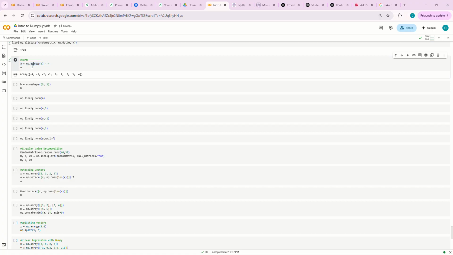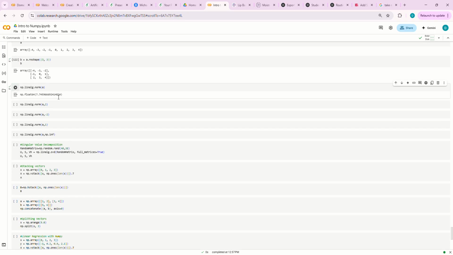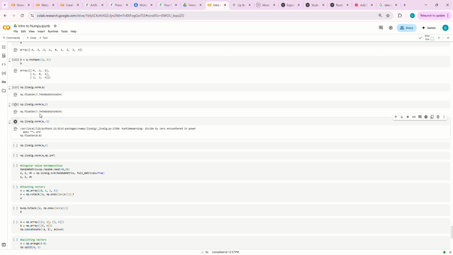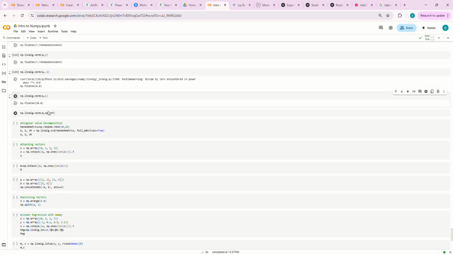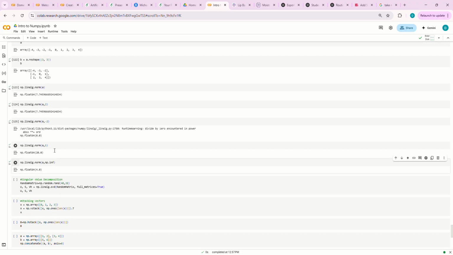So we take this np.arange minus 4, so we have this number, and we take b equals a.reshape, and then we take the norm of a. So this is the norm, which is the Euclidean norm. We can also do the -2 norm. We can do the 1 norm. We can do the infinity norm. Recall that the 2 norm is basically a Euclidean distance, and the infinity norm is raising everything to the infinite power and taking the infinite root.